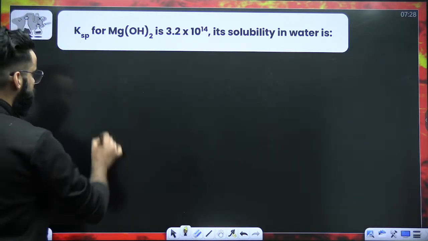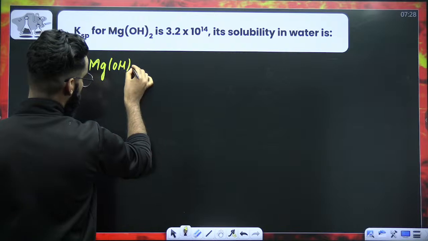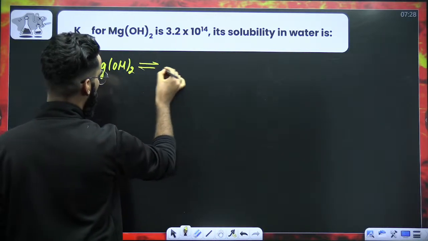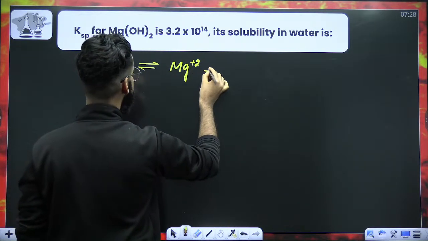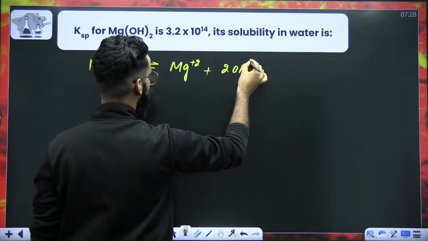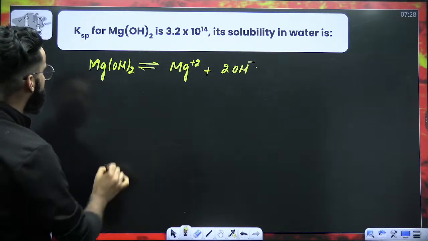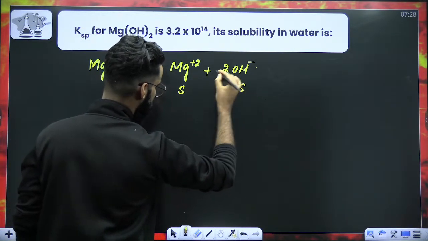Have a look. As per the question, you are given with Mg(OH)2. First of all, how will this Mg(OH)2 get dissociated? It will get dissociated as Mg2+ aqueous plus 2 times OH- aqueous. This is how it's going to get dissociated, right? Now, dear students, let's assume its solubility is S. This will also be S. This will be 2 times S.